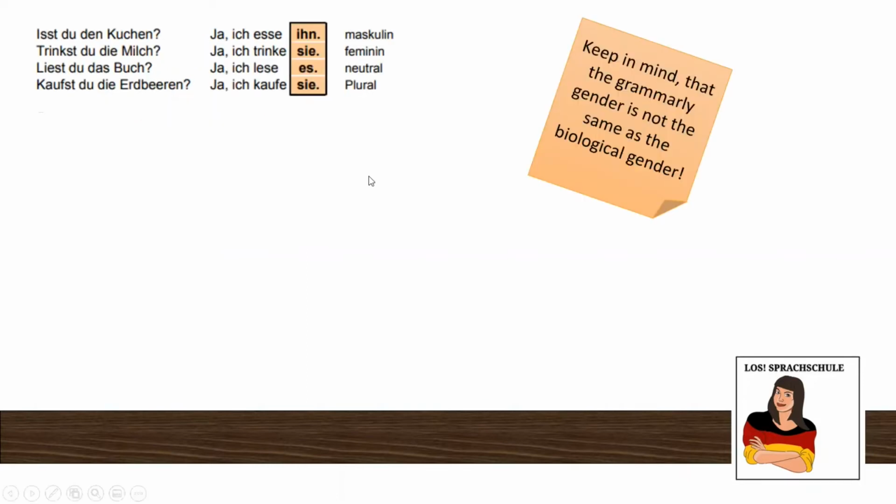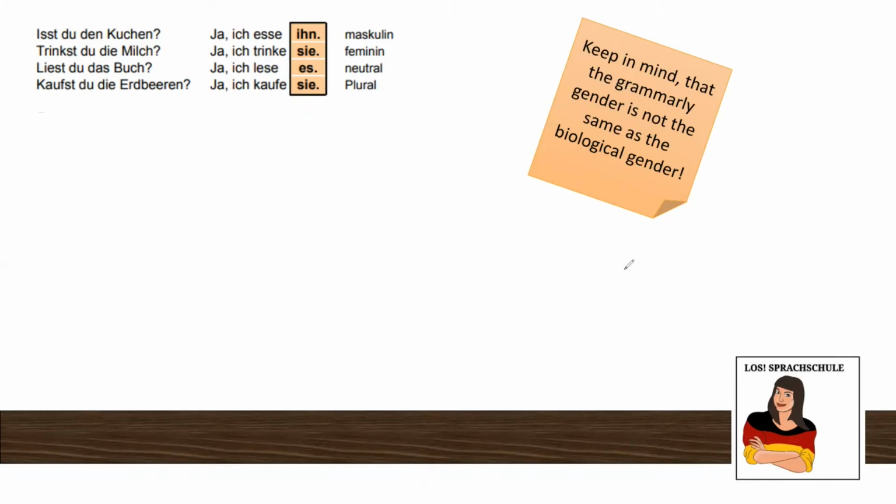Before we read the left side, please keep in mind that the grammatical gender is not the same as the biological gender. Of course, Maria is she, Peter is he, and stuff like that. But neutral things in English, like the cigarette, the coffee, the tea, can also be female or male in the German language. So, first one, isst du den Kuchen?